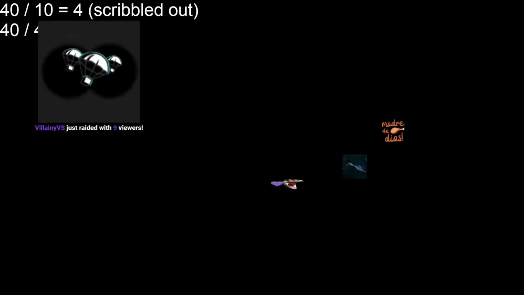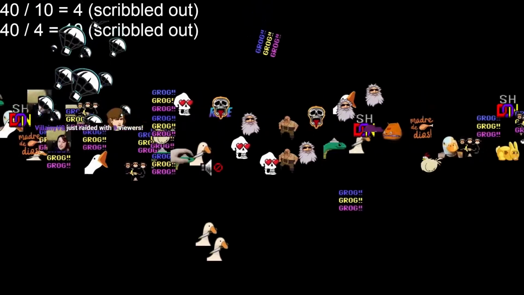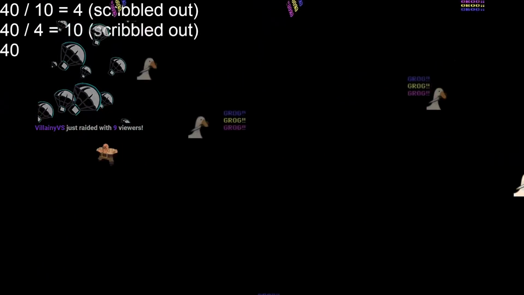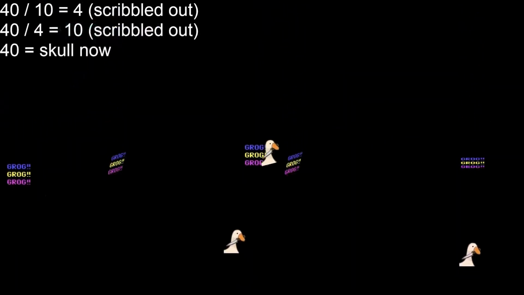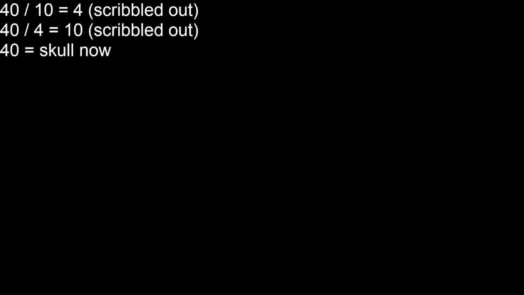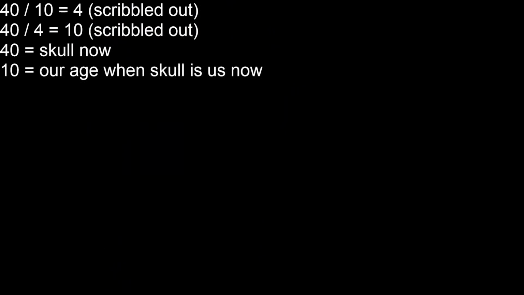I'm just gonna show you what I have written down. So I have 40 divided by 10 equals 4, scribbled out. Then I have 40 divided by 4 equals 10, scribbled out. Then I had 40 equals skull now, so that's the age of the skull now. The skull is 40 now. 10 equals our age when the skull is us now. Okay, so this is the important thing.